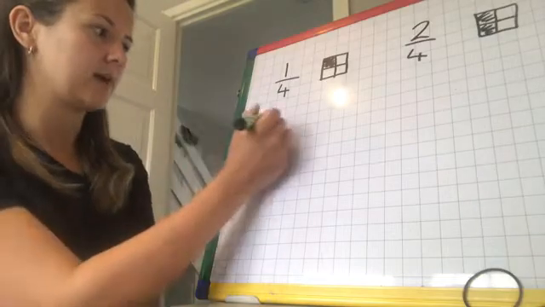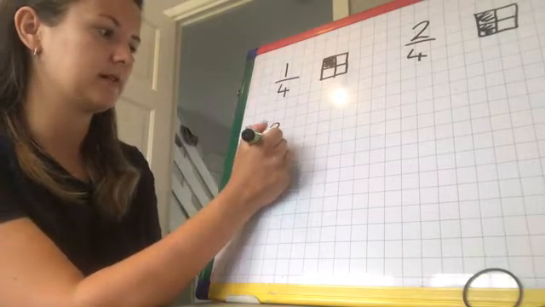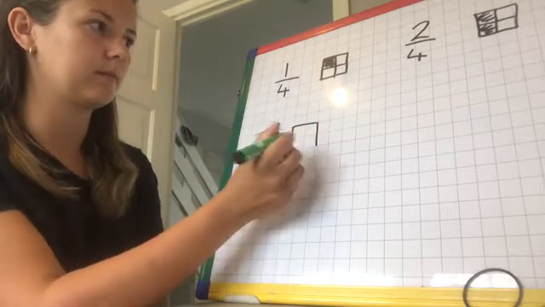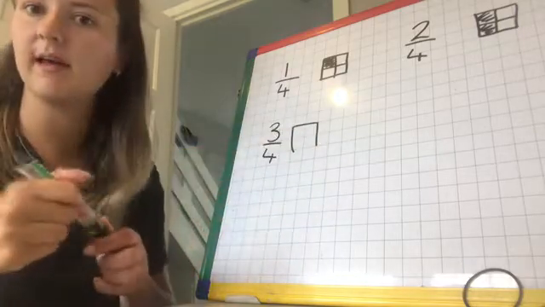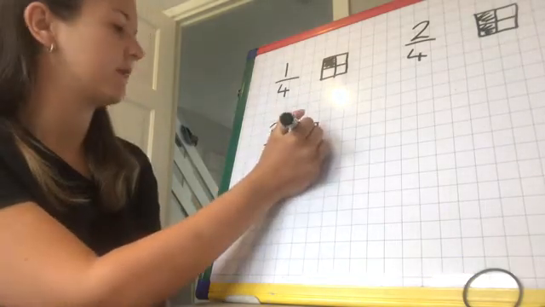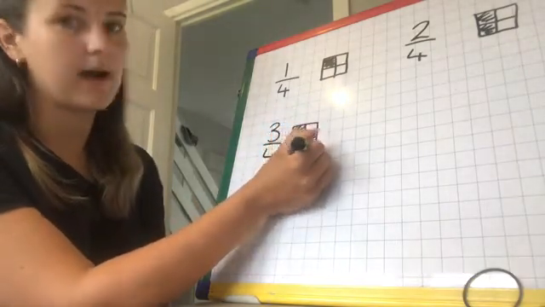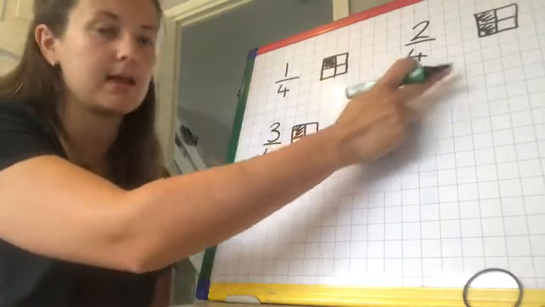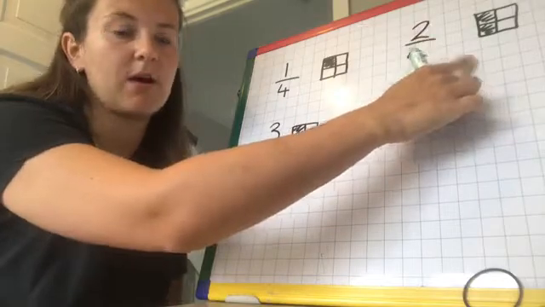Okay, next we're going to go for 3 quarters. Well, that was a bit rubbish drawing it there, wasn't it? That's okay. So, 4 equal parts make my whole, and I have 3 of those equal parts. I have 3 quarters. Now, we learnt about those before, and we've also learnt about our 2 quarters. And remember, that is the same as a half.